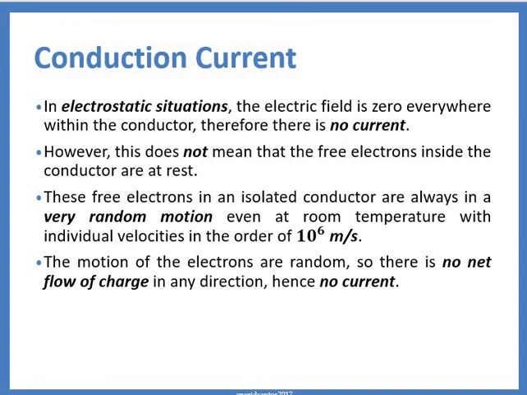In electrostatic situations, the electric field is zero everywhere within the conductor. Therefore, there is no current. However, this does not mean that the free electrons inside the conductor are at rest. In fact, the free electrons in an isolated conductor are always in very random motion, even at room temperature, with individual velocities on the order of 10^6 meters per second. But due to the random motion of the free electrons inside an isolated conductor, there is still no net flow of charge in any direction, hence the absence of electric current.